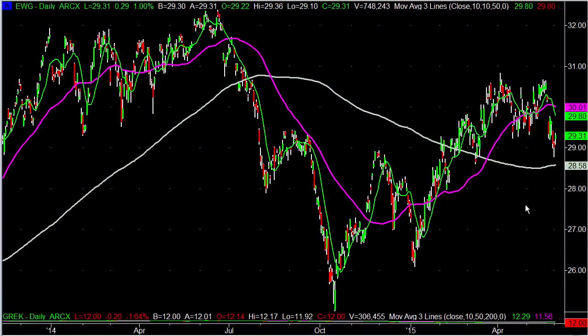So let's get right to the topic at hand. We're looking at EWG, which is Germany as an ETF. And we're looking at it during the week in which Greece has a deadline of later this week, Friday, to make a debt payment.